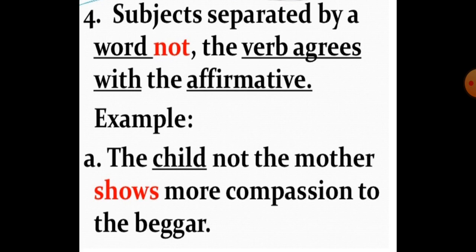Subject separated by word not, the verb agrees with affirmative. Okay, अगर जो है सब्जेक्ट जो है नॉट से सेपरेटेड है, सपोज द चाइल्ड नॉट द मदर shows more compassion to the beggar. So here you can see there are two subjects, that is the child and mother, and the subjects are separated by the word not. So in this case the verb will be according to the first subject, that is the child.